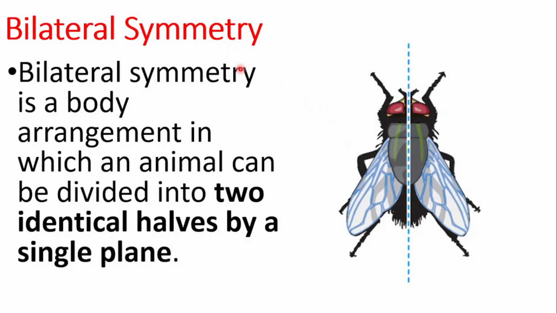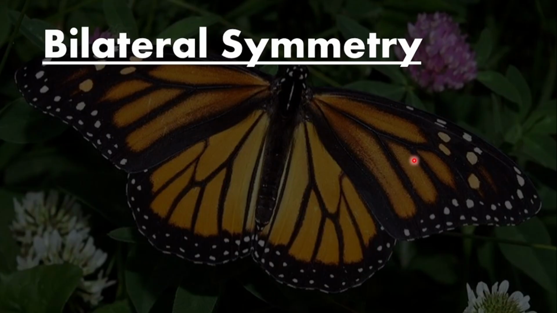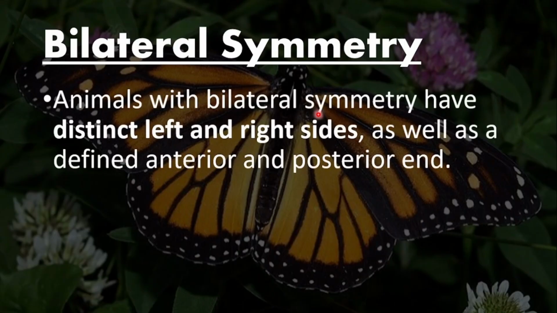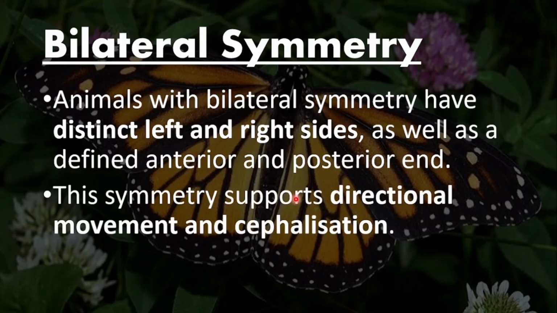Very easy. It's going to divide the object or the organism into two identical halves by a single plane. So let's look at some features of bilateral symmetry. Animals with bilateral symmetry have distinct left and right sides. Look at this butterfly in the background. It has bilateral symmetry, as well as a defined anterior and posterior end. This symmetry supports directional movement and cephalization.